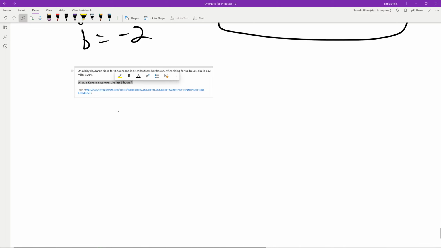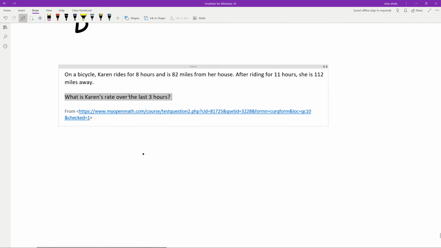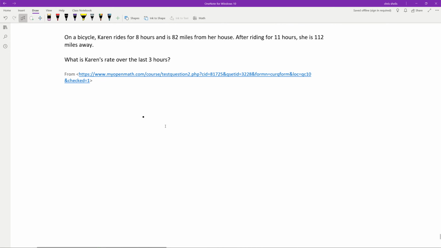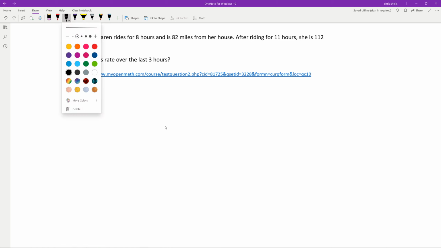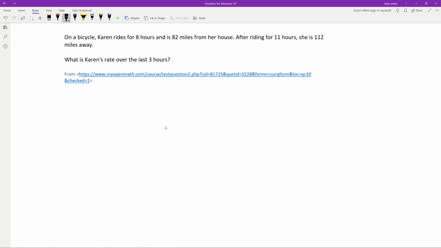Here, this is a good example. On a bicycle, here, I'll zoom in for this. On a bicycle, Karen rides for 8 hours and is 82 miles from her house. After riding for 11 hours, she is 112 miles away. What is Karen's rate over the last 3 hours in miles per hour?